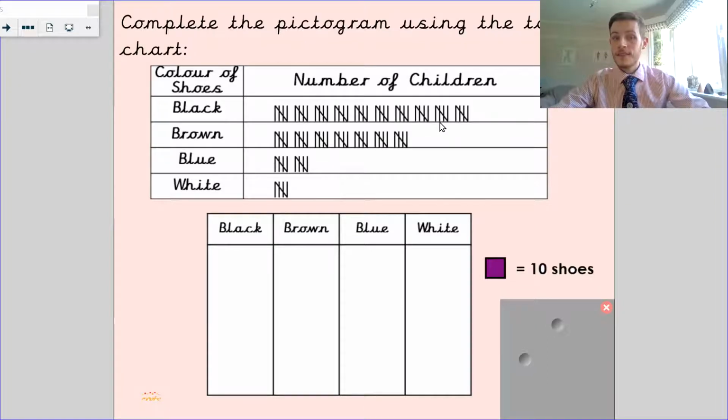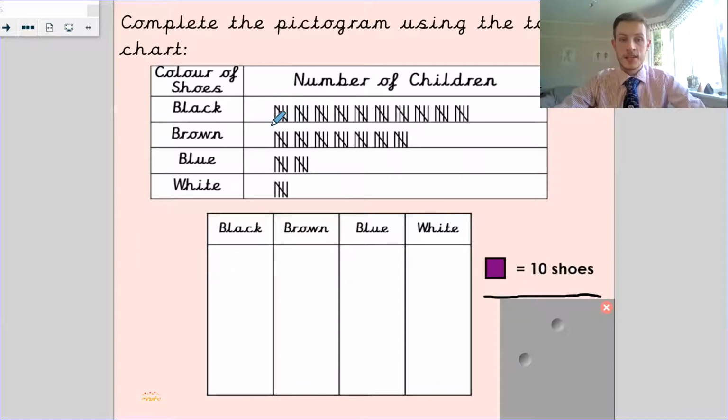Oh, hold on. No, because my key's not worth 1. Look what my key's worth. My key's worth 10 this time. So in the black column, I need 50. But if I need 50 and I'm counting in tens, how many tens do I need? I need 10, 20, 30, 40, 50. I need 5 tens.